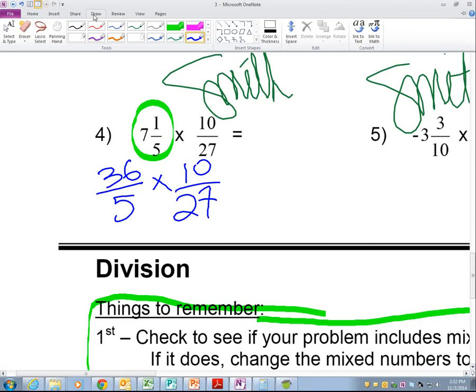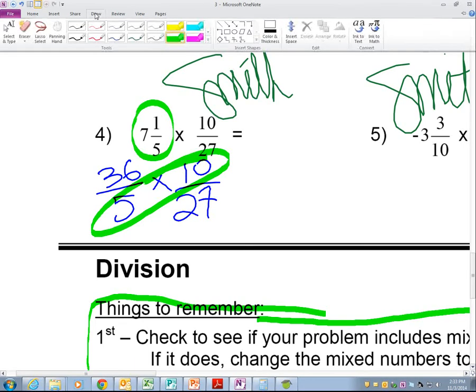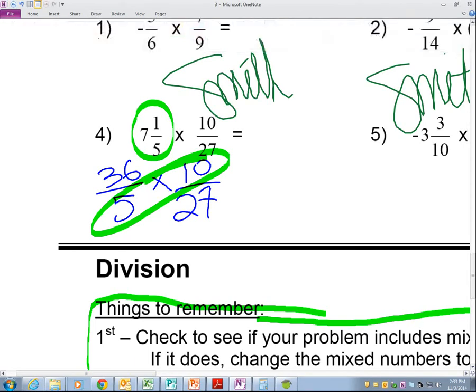Jace, do you remember what we need to do? Yeah, you cross simplify. Yeah. 10 divided by 5. There we go. 5 divided by 5. 10 and 5 have a common factor, which is 5. So I'm going to divide. Divided by 5.